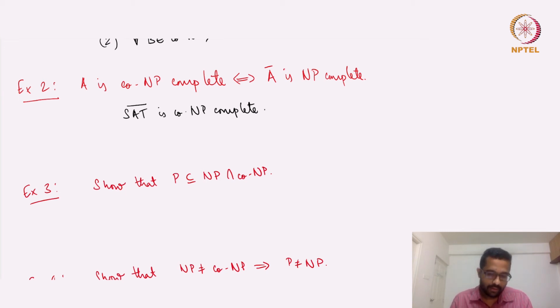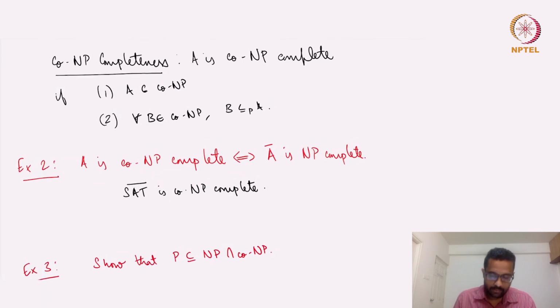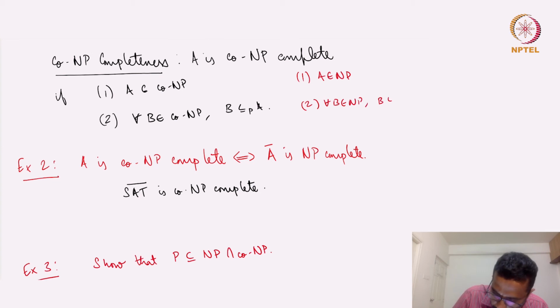Why is this true? What are the analogous requirements for NP completeness? I'm just writing the NP complete definition: one, A should be in NP, and two, for all B in NP, B should be reducible to A. These are the two requirements. So that A is in co-NP is satisfied by the definition of co-NP. Then all the B that are in co-NP reduce to A.